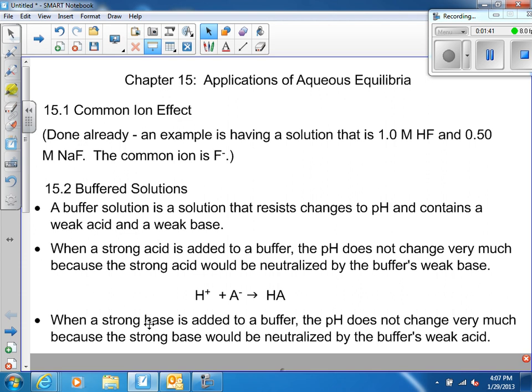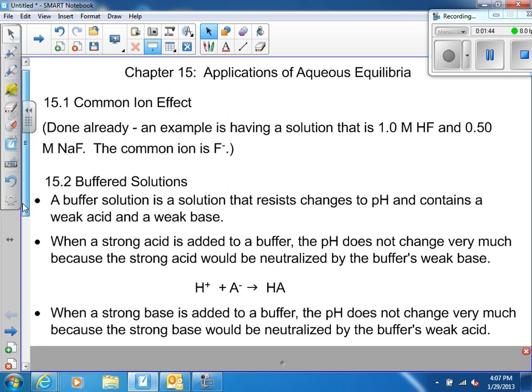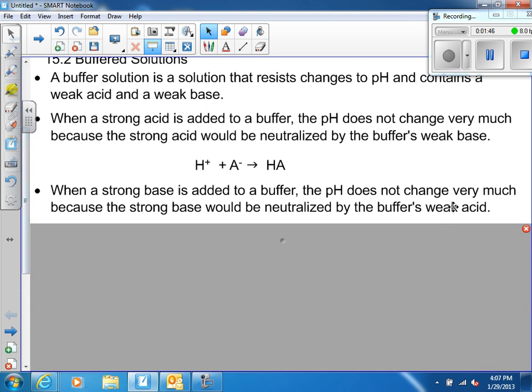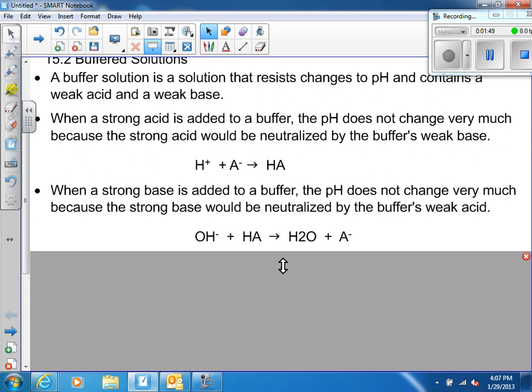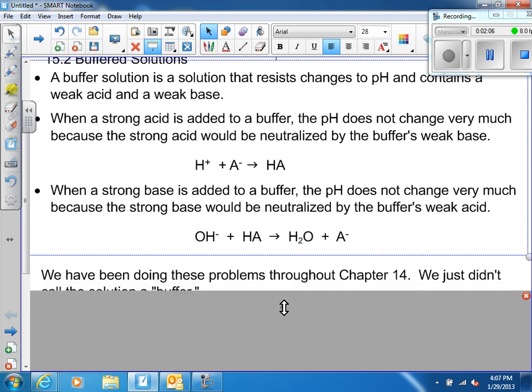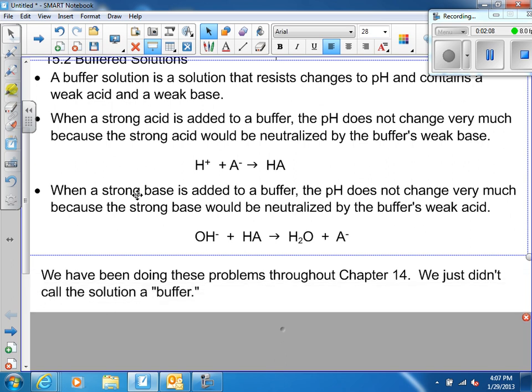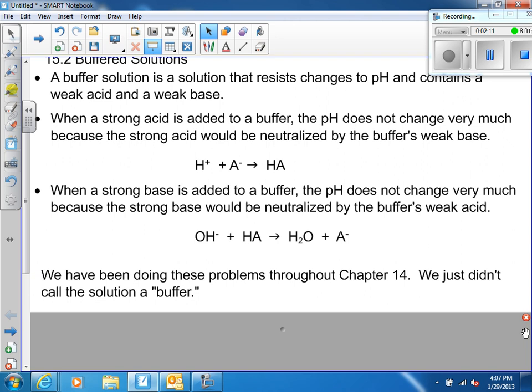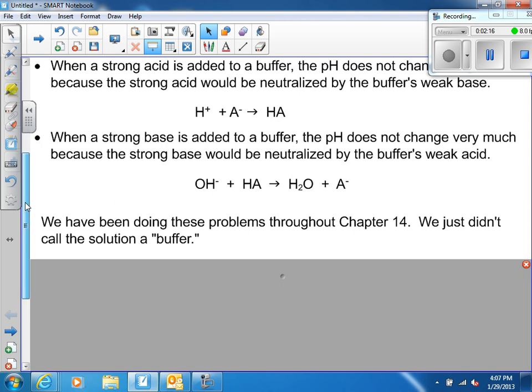Likewise, if you had a strong base, again the pH doesn't change much because the weak acid in the buffer reacts with a strong base according to this. So here's your strong base, hydroxide, reacts with your weak acid, you produce water and your conjugate weak base. So we've gotten rid of our strong hydroxide. And we've already been doing these problems, lots of them. We just didn't call the problems buffer problems.